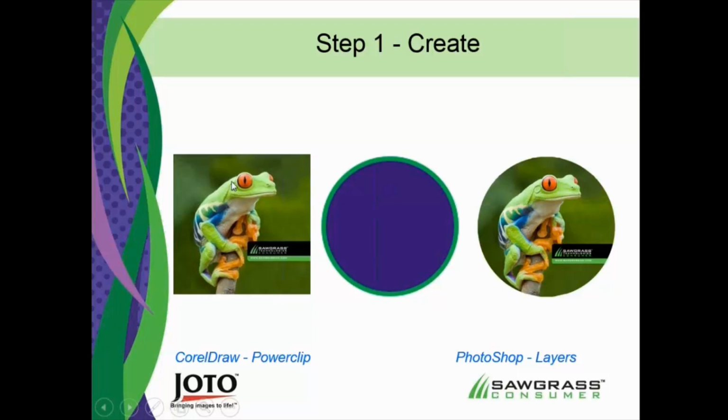And so it's vectorized, and then I'm going to take my piece of artwork, which by the way is not vectorized, and I'm going to merge the 2 together, and I'm going to use the power clip function, and what it did was it cropped and sized the image to fit that template.